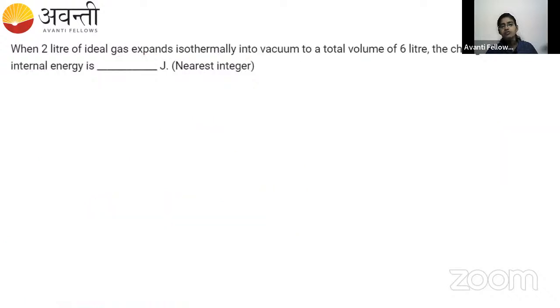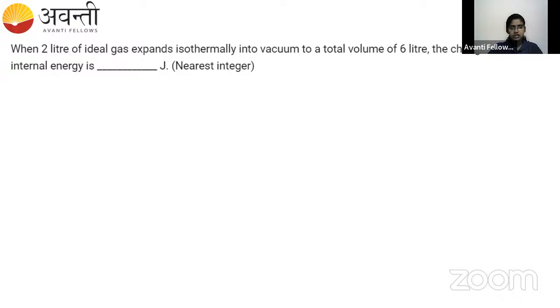When 2 liter of an ideal gas expands isothermally into vacuum to a total volume of 6 liter, the change in internal energy is dash. All these are JEE questions, that's why you cannot find the options over here. So how to solve this?